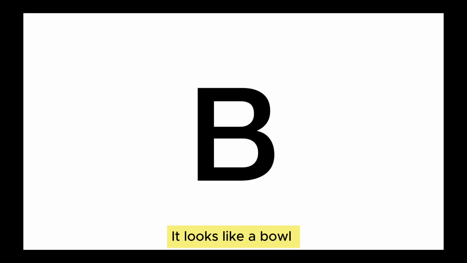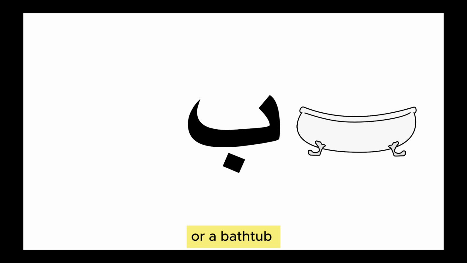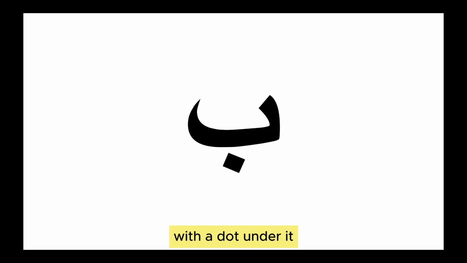It looks like a bowl or a bathtub with a dot under it. Note that both words bowl and bathtub start with a B, the letter that sounds the same as the letter ba. It's pronounced the same in both Fusha, which is modern standard Arabic, and slang, in any accent actually.